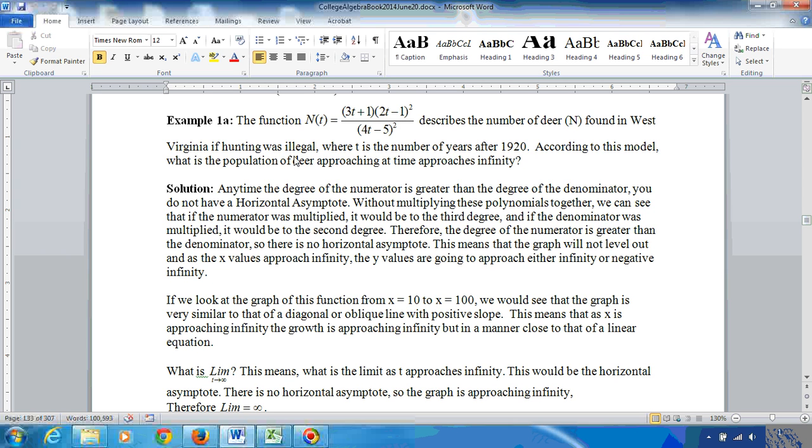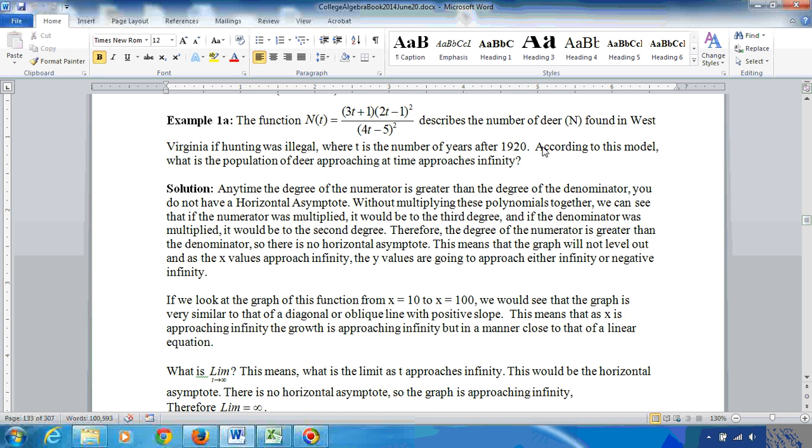Okay, on example 1, the function n of t equals (3t plus 1)(2t minus 1) squared over (4t minus 5) squared describes the number of deer n found in West Virginia if hunting was illegal, where t is the number of years after 1920. The question is, according to this model, what is the population of deer approaching as time approaches infinity?